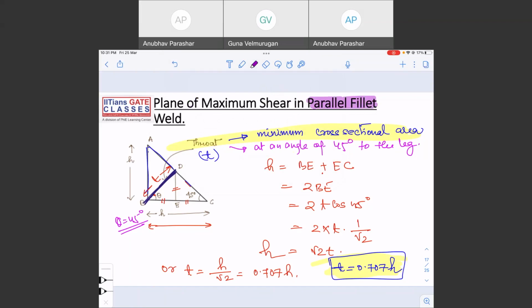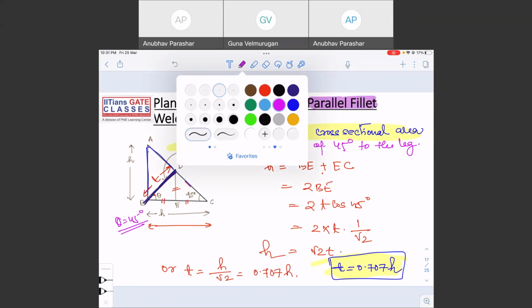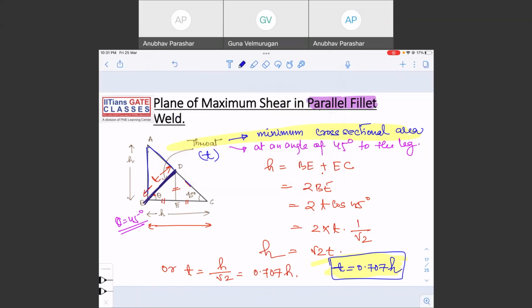If I'm talking about parallel fillet, why do they fail? They fail because of shear. Parallel fillet fails because of shear. So these are the things you need to remember.